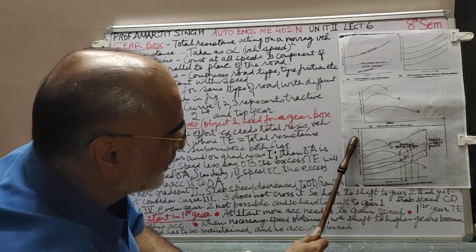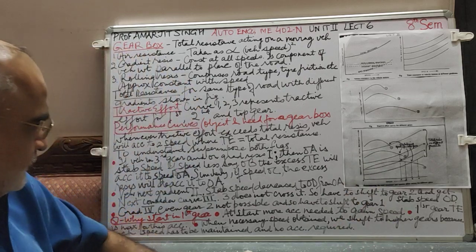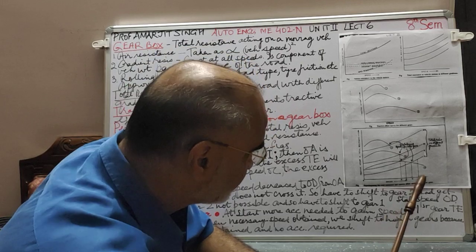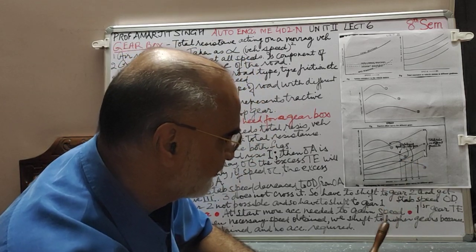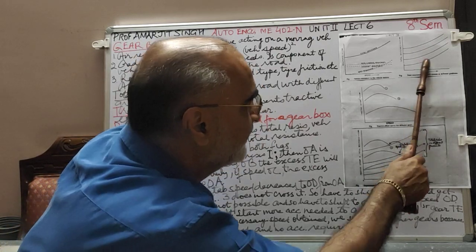Tractive effort and total resistance. This is the vehicle speed. We'll read this later. First, let me explain. Let's say the vehicle is in third gear and it comes across a gradient. This is gradient 1.